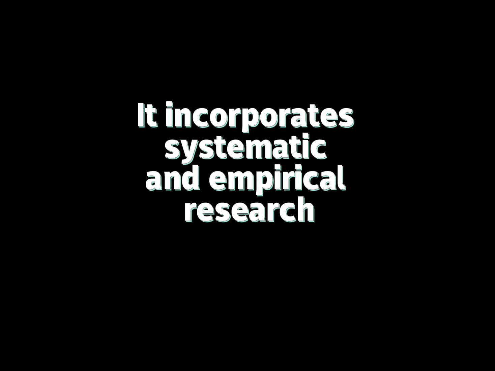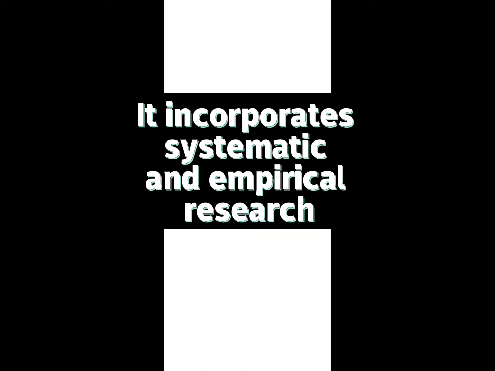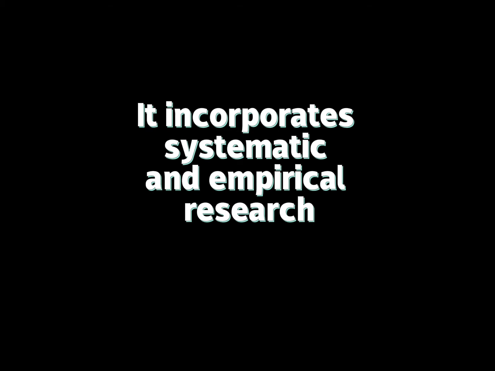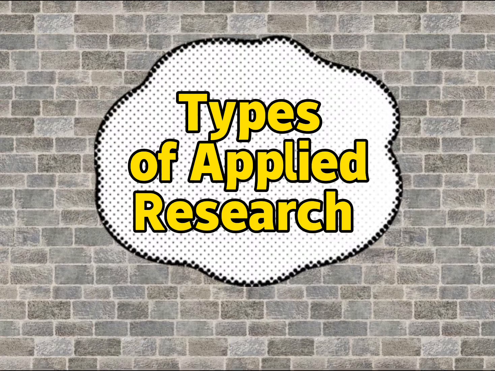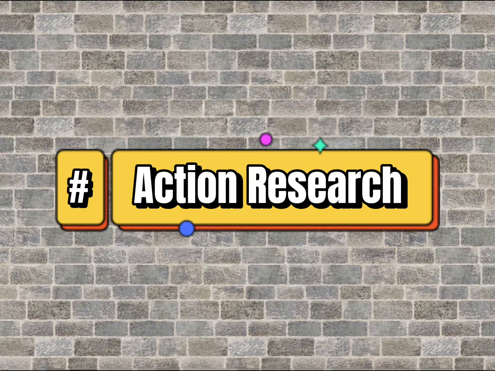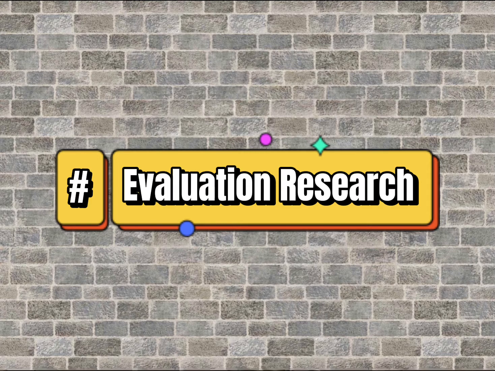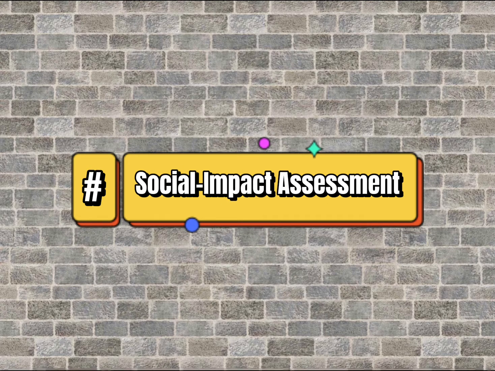We can say that applied research is an umbrella term that includes different kinds of systematic and empirical research which aims to solve a particular problem. The major types of applied research include action research, evaluation research, and social impact assessment.